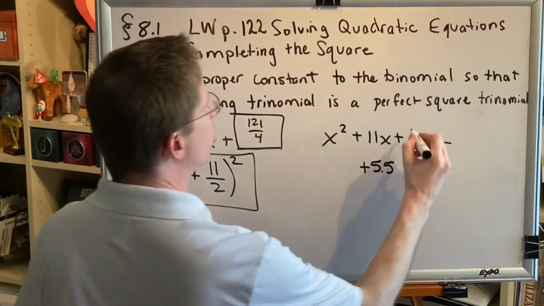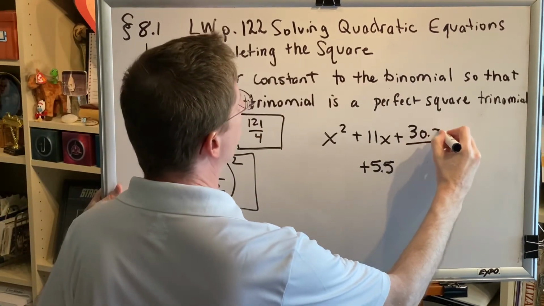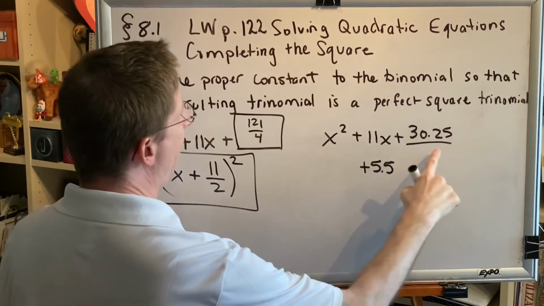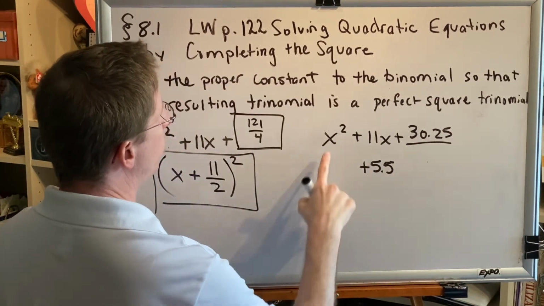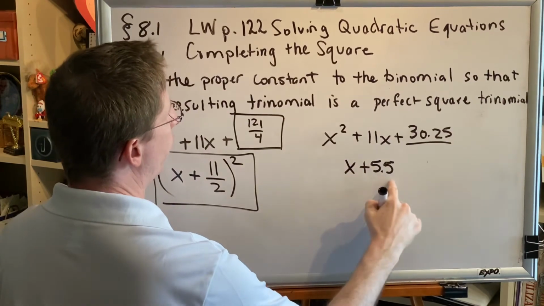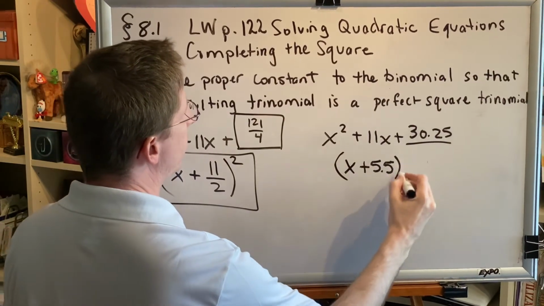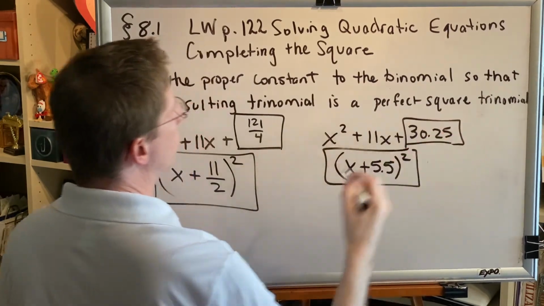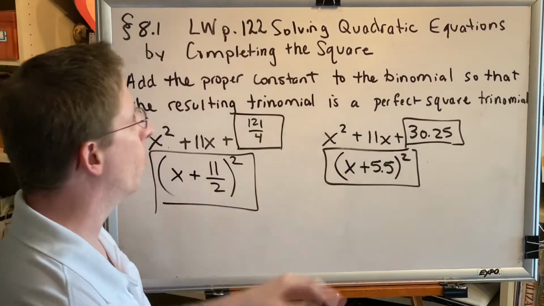5.5 squared is 30.25. So that's the number that goes in the blank. And then to factor this trinomial, all we have to do is put the variable in front of this number, put it in parentheses, and square it. These are the two answers to the question in decimal form.